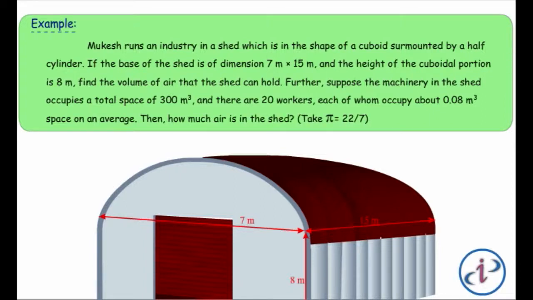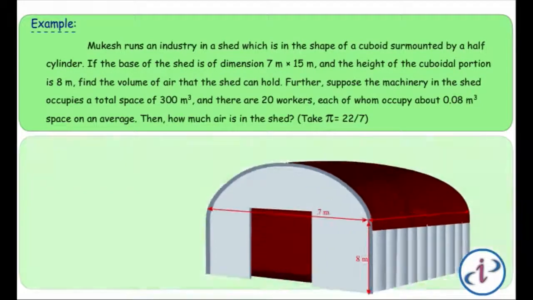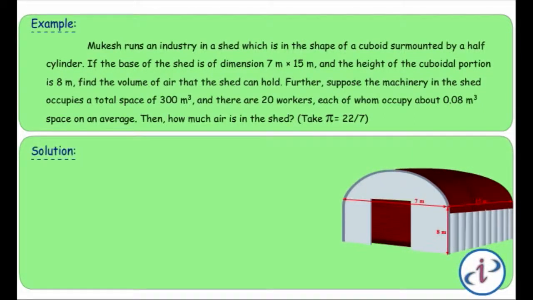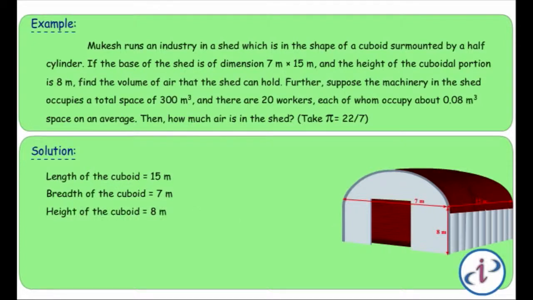The volume of air inside the shed when there are no people or machinery is given by the volume of air inside the cuboid and inside the half cylinder taken together. Now, the length, breadth and height of the cuboid are 15 meters, 7 meters and 8 meters respectively. Also, the diameter of the half cylinder is 7 meters and its height is 15 meters.